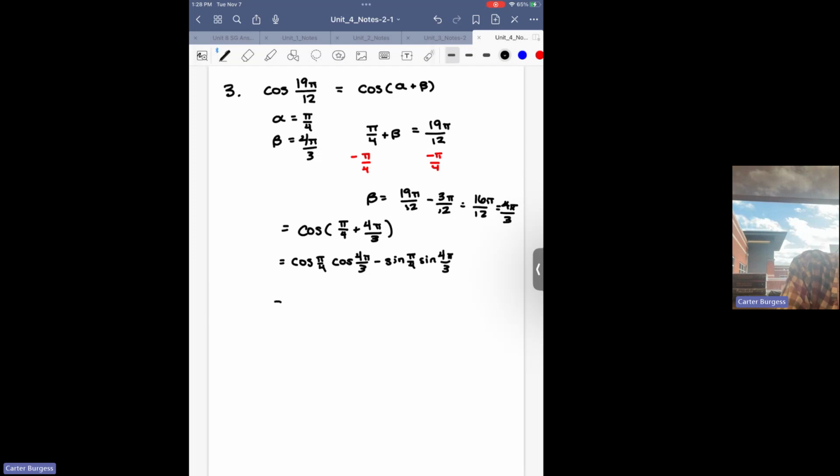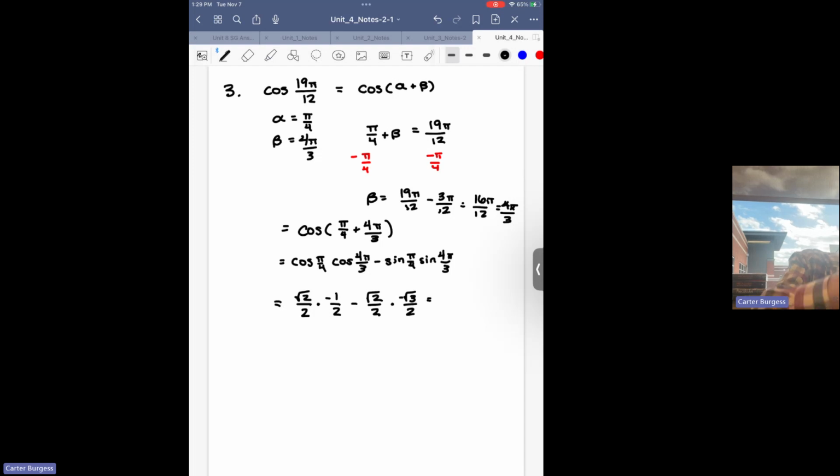What did we say is cosine of pi over 4? Root 2 over 2. 4 pi over 3, what quadrant does that live in? Third quadrant, so cosine of 4 pi over 3 is going to be negative 1/2. Very good. What is sine of 4 pi over 3? Or sorry, not 4 pi, sine of pi over 4 first. Root 2 over 2. And now sine of 4 pi over 3. Negative root 3 over 2.